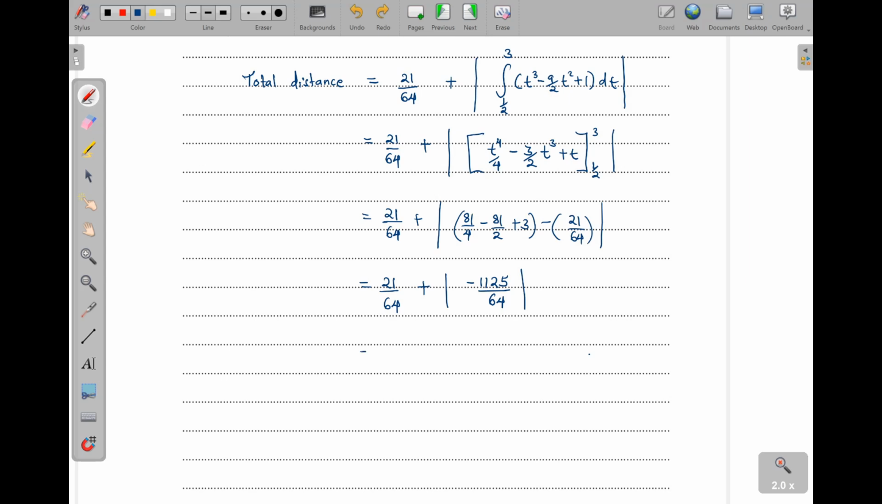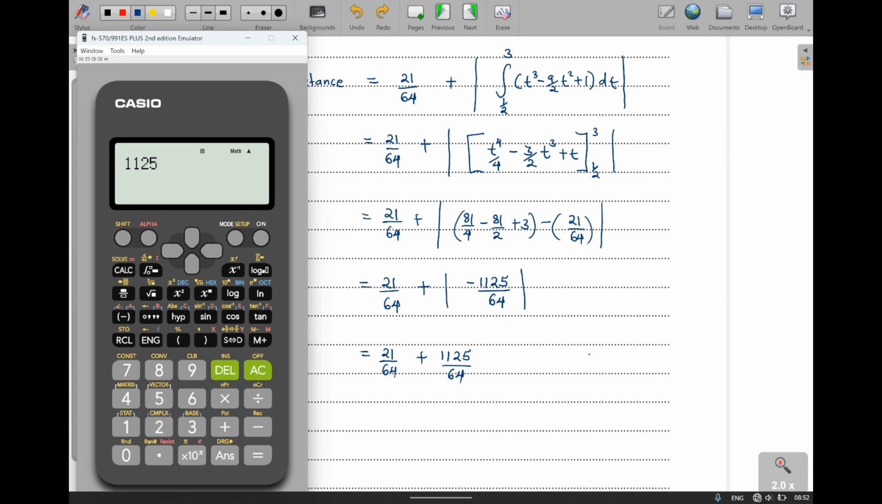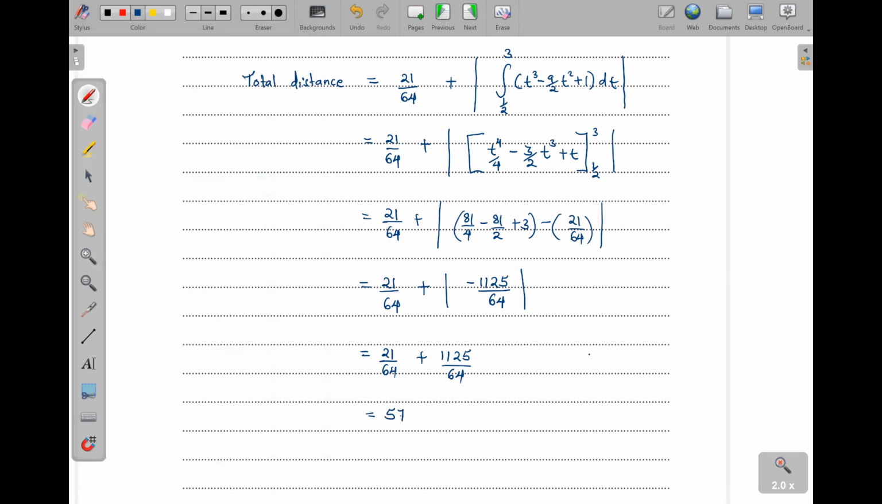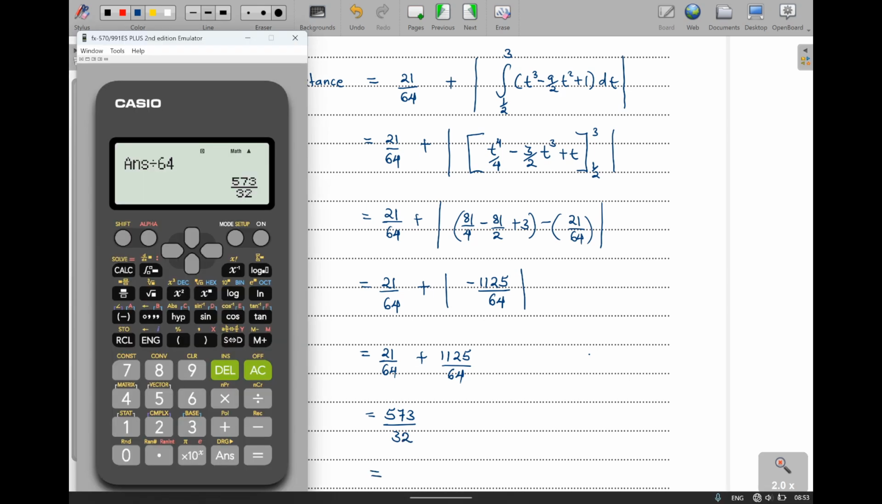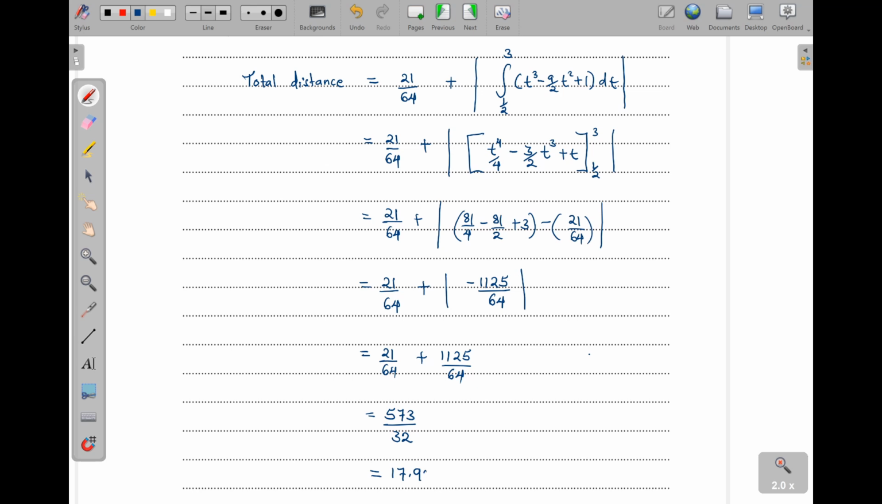So we shall have 21 out of 64, then plus 1125 out of 64. 1125 plus 21 gives us 1146, then divide by 64. That is 573 out of 32. You can leave it exact or even in decimals: 17.90625 meters. That is that.